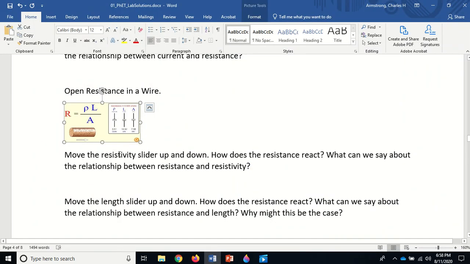So move the resistivity slider up and down. How does the resistance react? What can we say about the relationship between resistance and resistivity? They're directly related to each other. As resistivity goes up, the resistance of the wire goes up. As the resistivity goes down, the resistance of the wire goes down. It just depends what the wire is made out of. Okay, so now let's do the length.